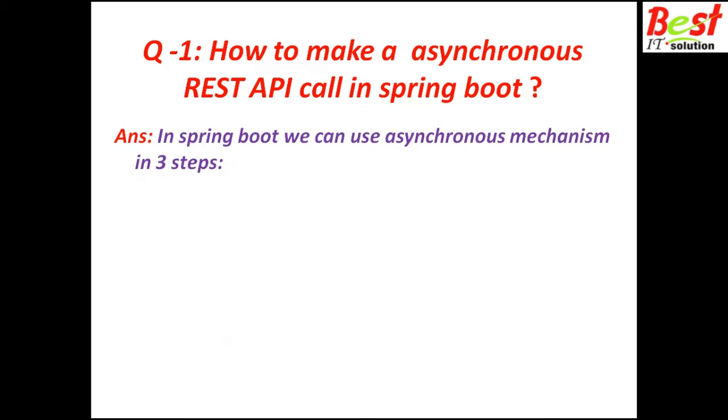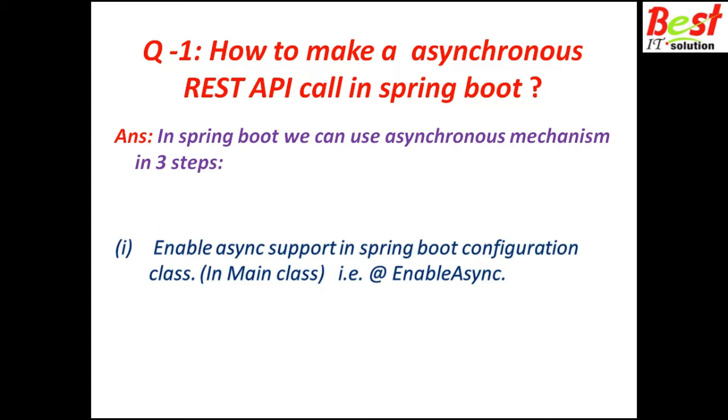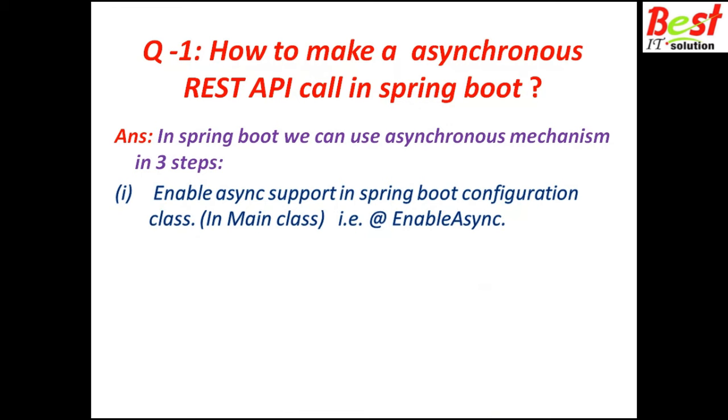So in Spring Boot, how can we make an asynchronous REST API call? We can use the asynchronous mechanism in 3 steps to implement it in our Spring Boot application or a particular API. The first one is to enable async support in the Spring Boot configuration class. In our main class of the Spring Boot application, we need to annotate it with @EnableAsync.